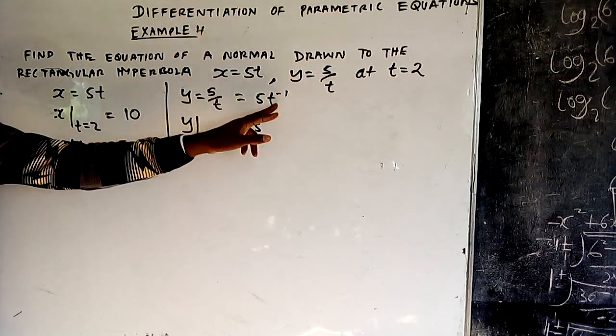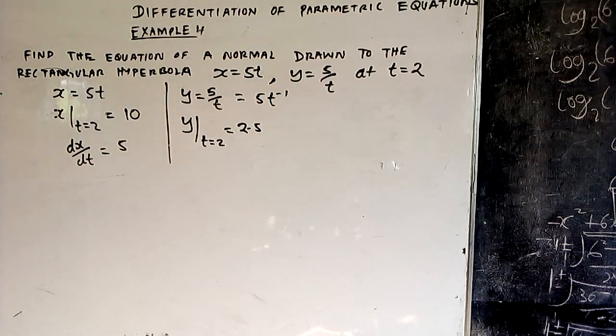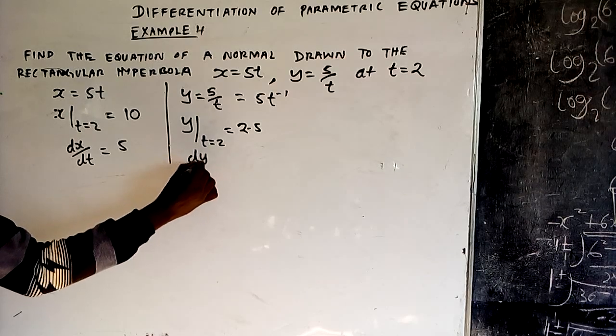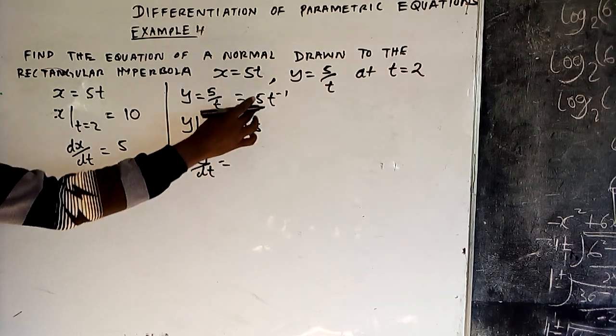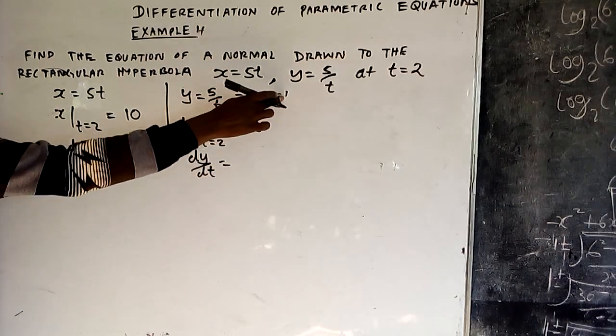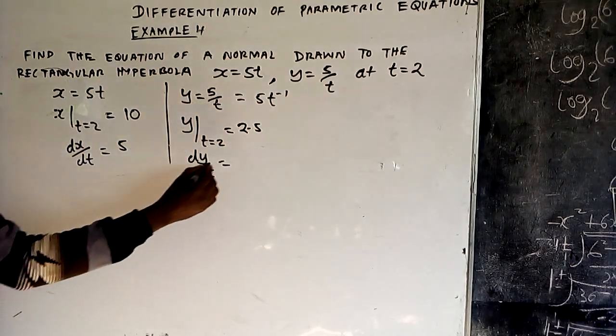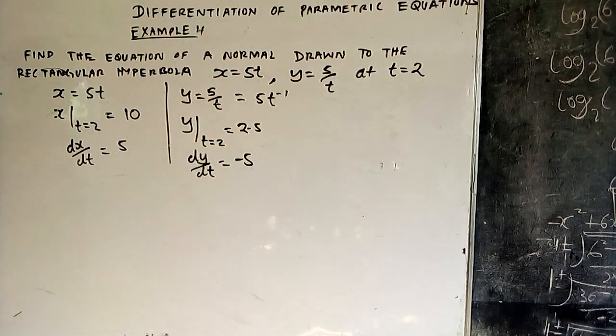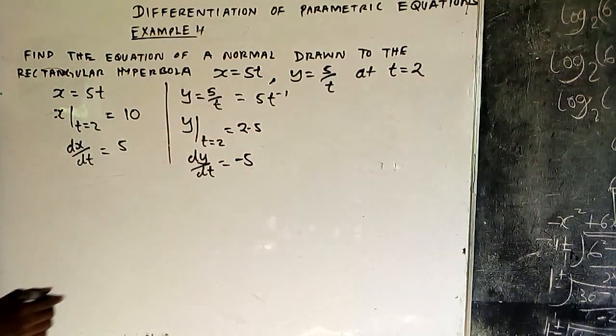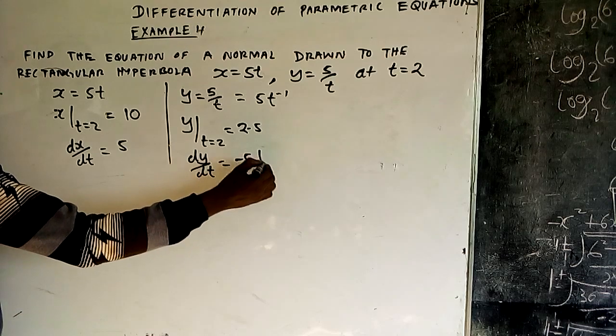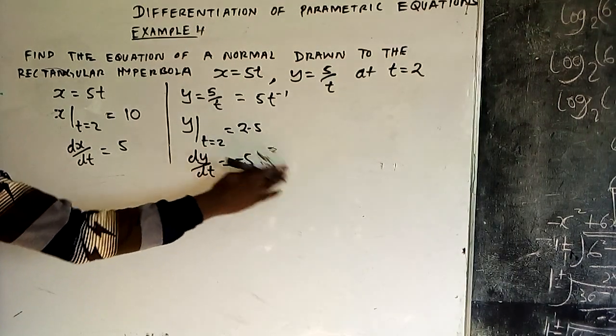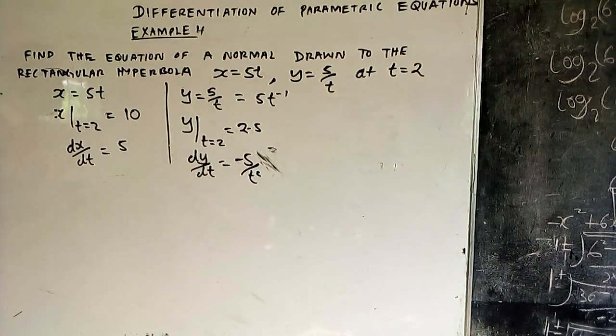So you can differentiate y with respect to t. If you differentiate y with respect to t, you get dy over dt to be, this is in case of a polynomial, negative 1 times 5, negative 5. Then you reduce the power by 1, isn't it? Are we together? So if you reduce the power by 1, you get negative 5t raised to negative 2, isn't it? But t raised to negative 2 is the same as 1 over t squared, isn't it?